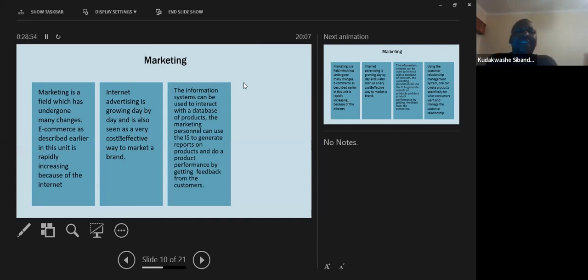So information systems can be used to interact with the database of products. You have a database that has various products that you as a company offer, right? And what happens now is the marketing personnel will use the information system to generate reports on the products and then do a product performance by getting feedback from the customer. The type of information system that may be used here is what is called the customer relationship management system, the CRM, because you'll be needing feedback from the customers, right?